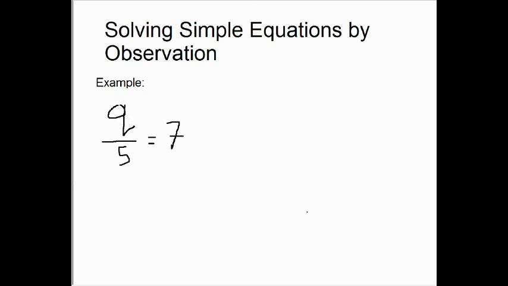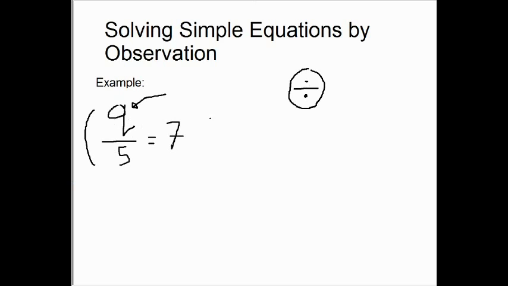So in this example of our simple algebraic equation, we've got a number we don't know, which is called q in this case, and it's written as a fraction here over 5. If you watch the video on Introduction to Algebra, you would know that in algebra we typically don't use the normal division symbol, which looks something like that. We write division as a fraction.